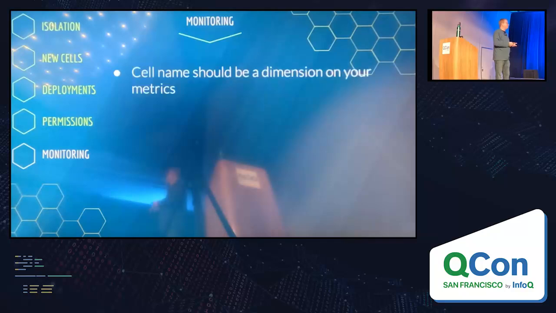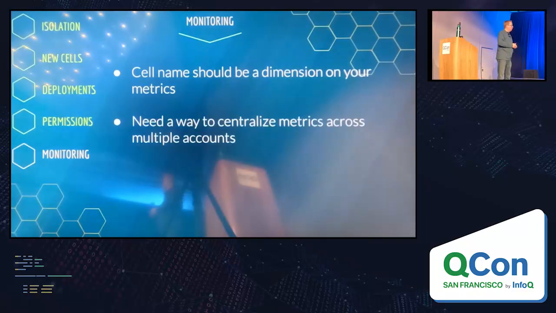For monitoring, this one's really simple. There's nothing really fancy about what we've done here. But the key thing is you need to make sure that your cell name is a dimension on all of your metrics. You need a way to centralize your metrics across multiple accounts so you're not having to go look into every account to see what the metrics look like.